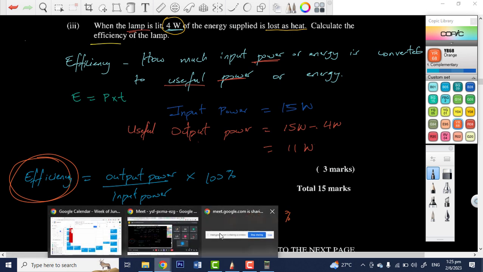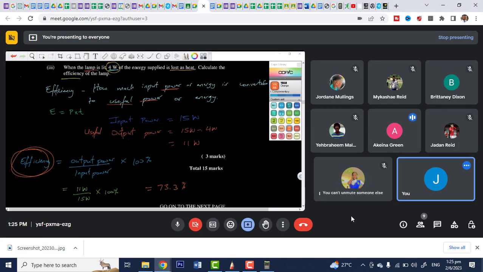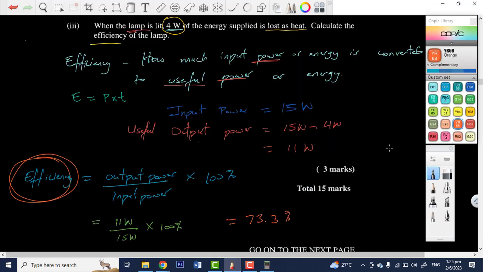Yes, sir. So that's pretty much it. Do we have any questions? So what if they give the efficiency and ask you to find one of the two? Okay, same process. So let us say they say the efficiency is 80%, and they say this is the input power, and ask how much of the input power will be converted to useful output power. You're using the same formula right here.